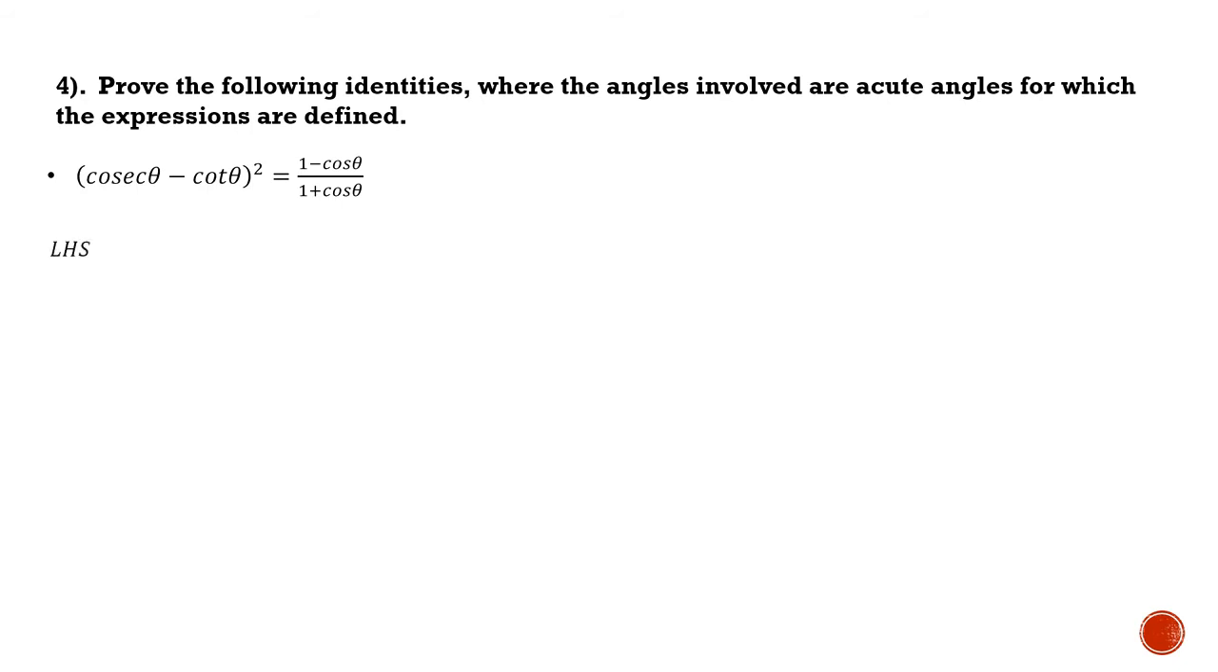To begin with, we'll take the left hand side into consideration first, and it is cosec theta minus cot theta whole square. Let us see what we can do here. First of all, expand them using the identity a minus b whole square. So this is what we'll be getting.